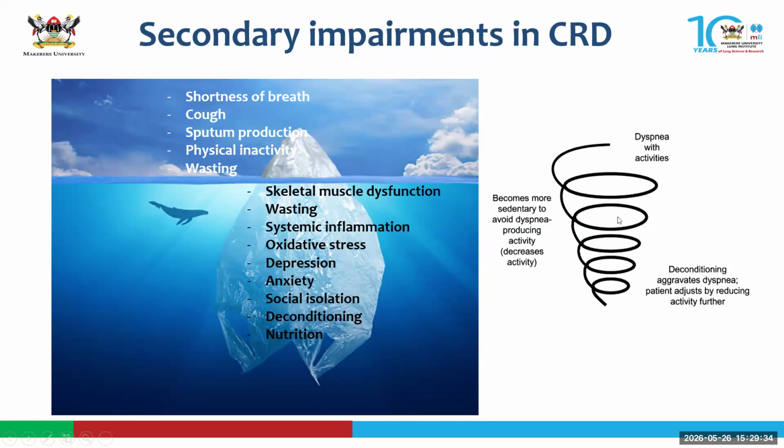And this picture on the right basically summarizes what we call the vicious cycle of deconditioning, where when someone discovers that, oh my goodness, when I do this, when I do that, my breathing tends to become worse, you actually start to see people avoiding exercise. That exercise avoidance is very detrimental, and we tend to discourage it across lung diseases.